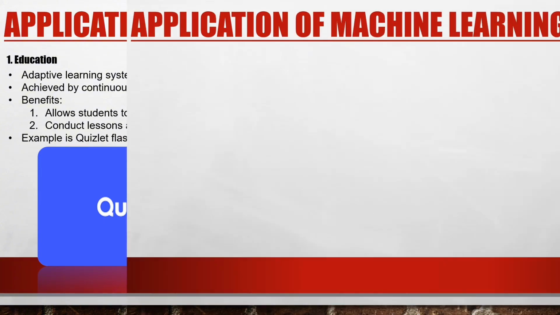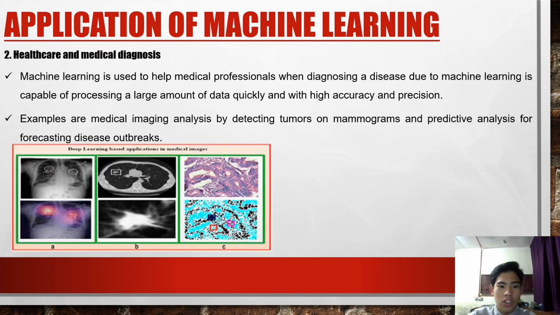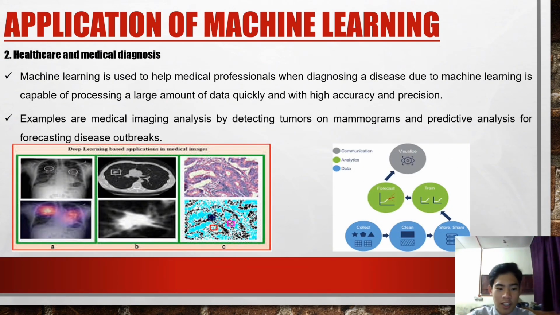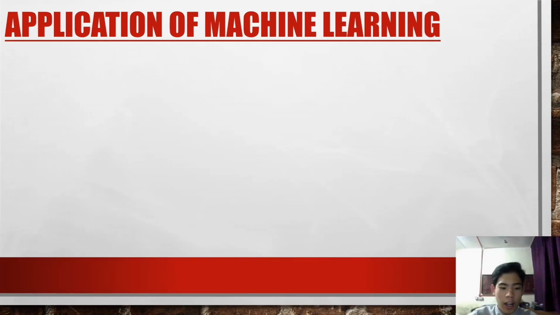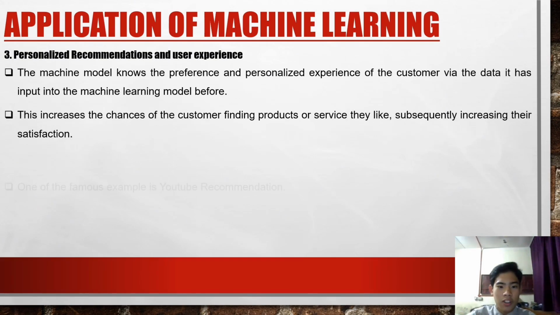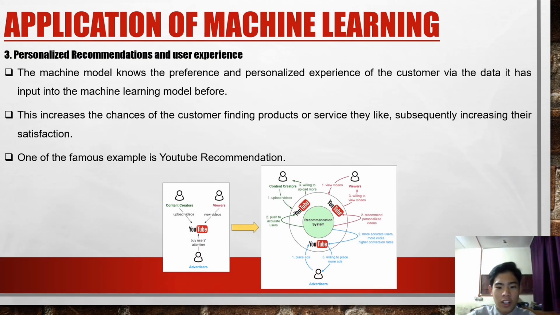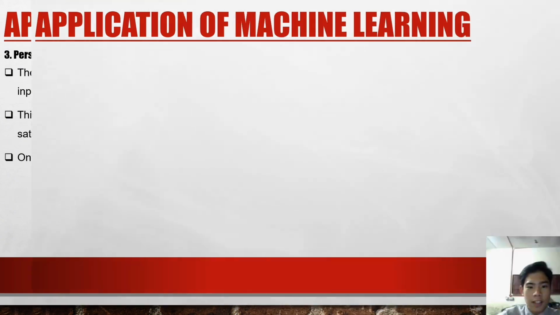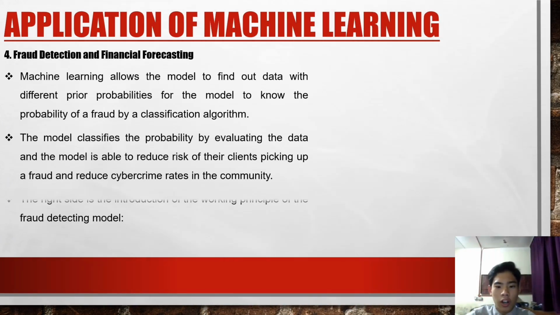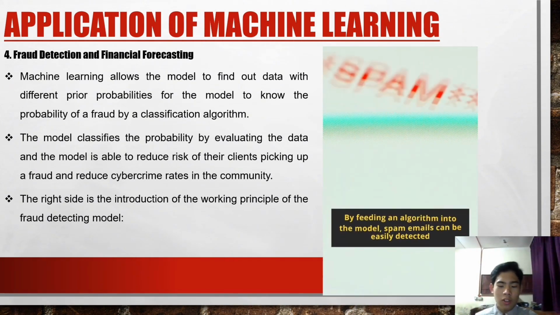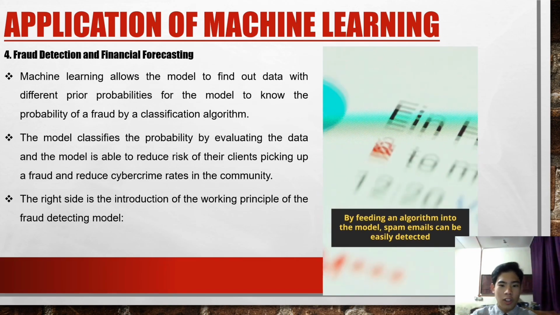Next up, we also have healthcare and medical diagnosis. Due to disease always having patterns, machine learning is able to detect it. Alright. Next up, we also have personalized recommendation and user experience, which one iconic example is YouTube recommendations. Next up, we also have the fraud detection. Alright, so this one, by feeding an algorithm into the model, patterns of spam use can be easily detected.